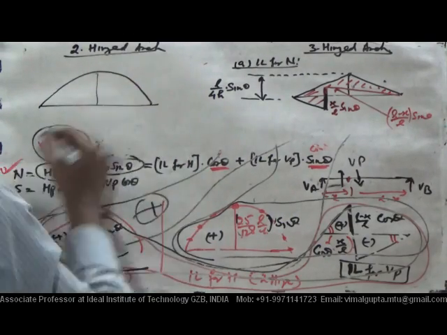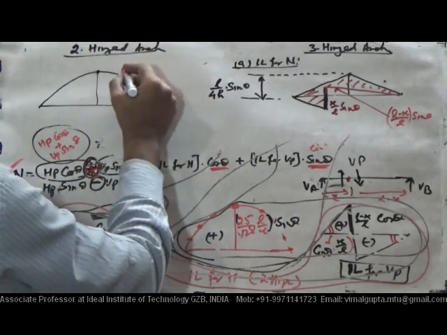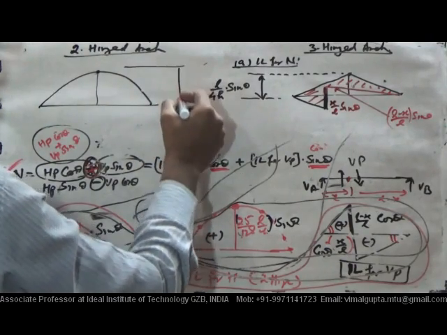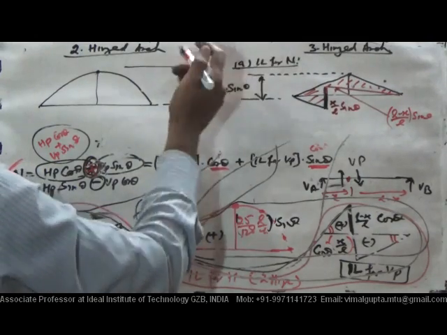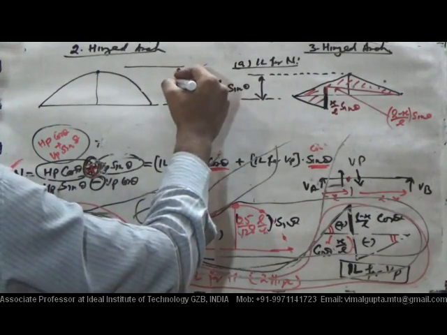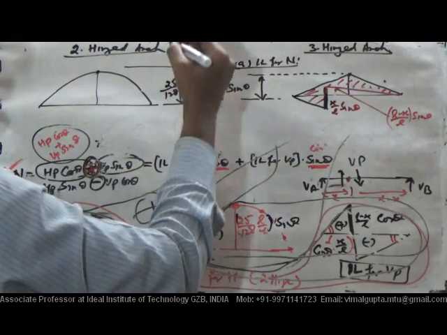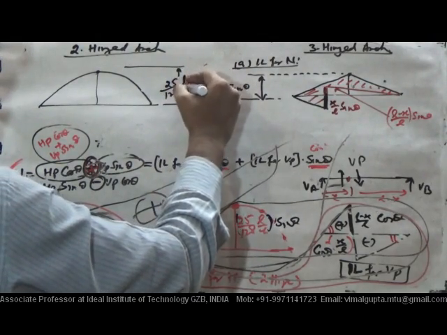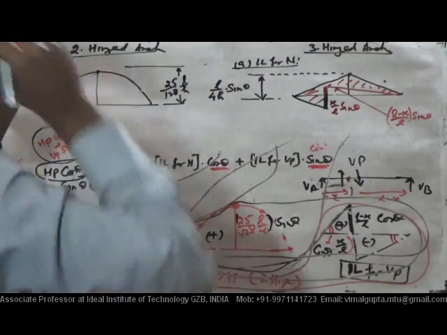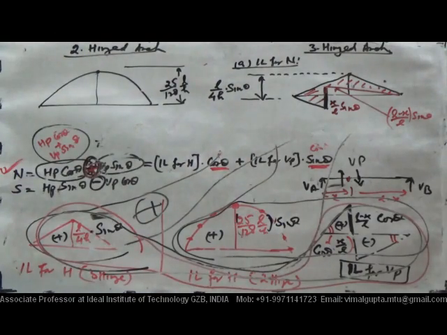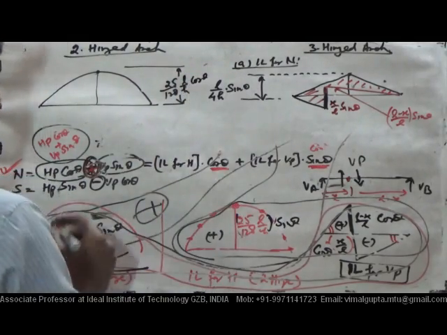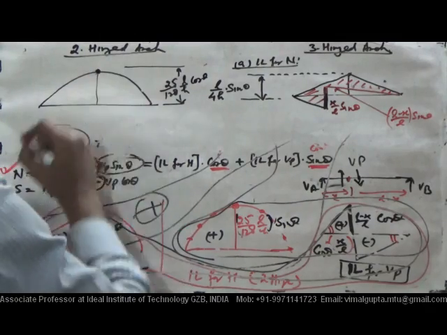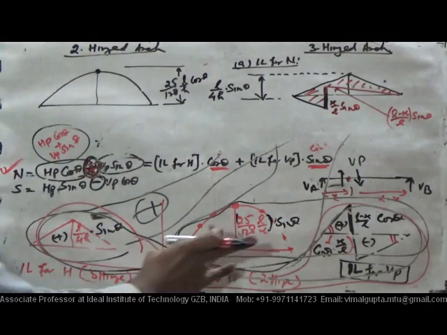Okay, ordinate. And this value is how much? This value is 25 by 128 L by H into cos theta. Okay, this is the IL for this one.